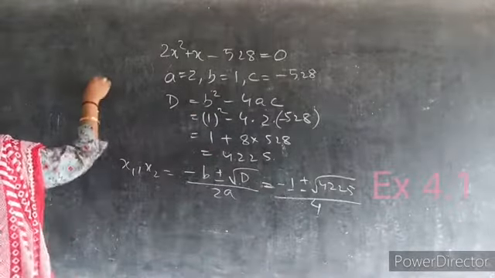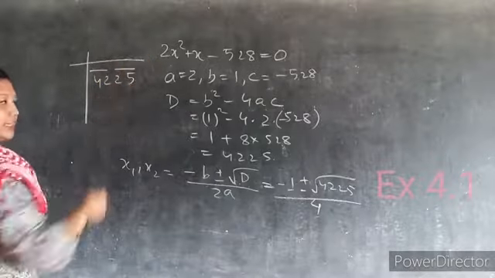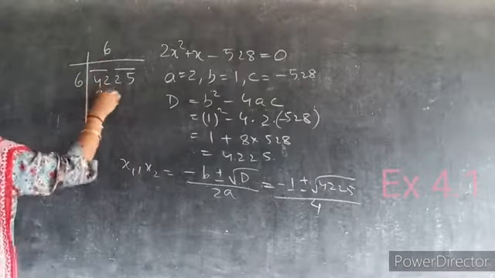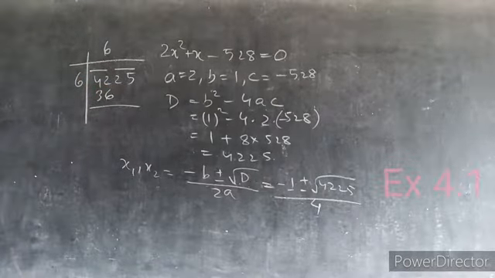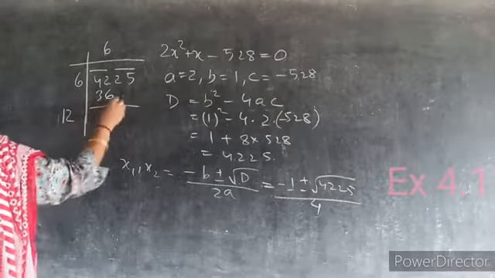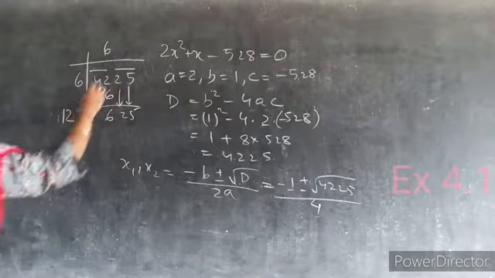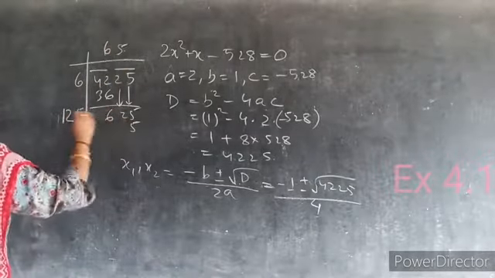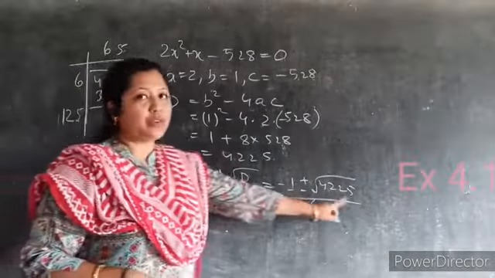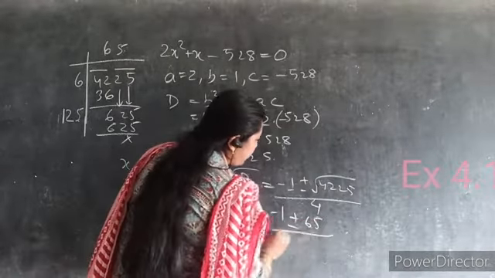Okay, so let us find the square root of this. So when you take the square root, always from the right hand side, you have to consider 2 numbers each. So 6 square will be 36. Okay, so this will be 6. Then 6 plus 6 will be 12. Then 25 will be dropped together. So what number can we take? If I take 5. Yes. Okay, that means square root of 4225 is coming to be how much? 65. That is minus 1 plus minus 65 by 4.